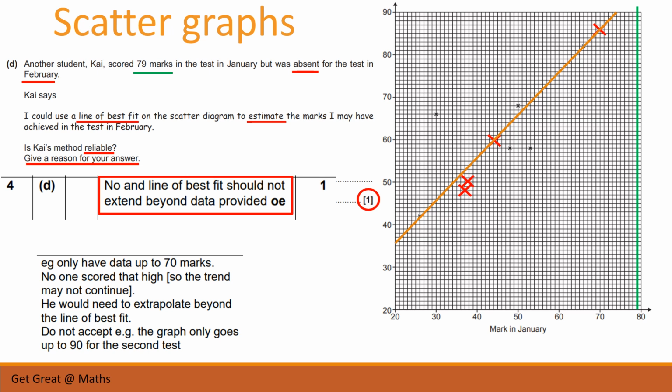So the mark scheme says no, and you have to draw the line of best fit. It should not extend beyond the data provided. Okay, so the line of best fit doesn't fit near this green line at 79. OE or equivalent, and that will give you the 1 mark. Note, it says the data only goes up to 70 marks. If you'd written something like that, that is absolutely fine. That will give you the 1 mark for this question.